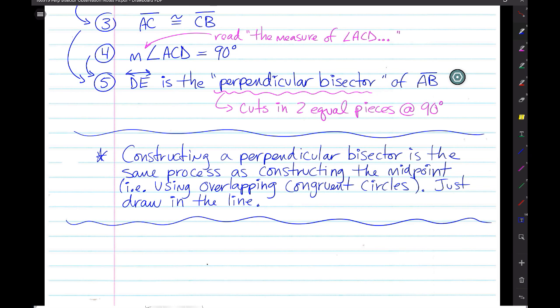So constructing a perpendicular bisector is the same process as finding the midpoint. So now I can say to you, hey, construct the midpoint, construct the perpendicular bisector. Either way, it's the same idea. Using overlapping congruent circles, you find those intersection points, you draw that line through. Now you know that that line meets at a 90-degree angle and finds the midpoint. It serves two purposes in one for us. Okay. All right, so back to the construction paper.